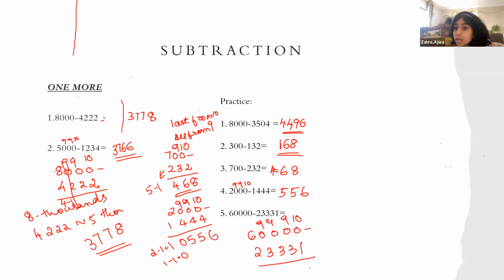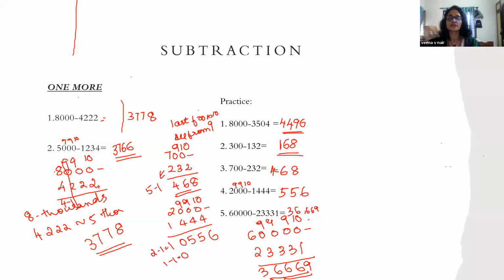10 minus 1 is 9. 7. 9 minus 3? 6. 9 minus 3? 6. 6 minus 2? 4. 4 minus 1? 3. So the answer is 36,669. Are you clear? Did you understand this method? Yes, ma'am.